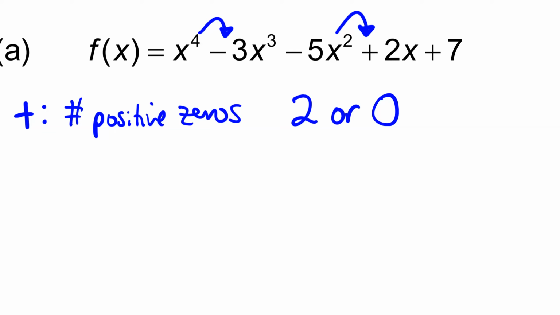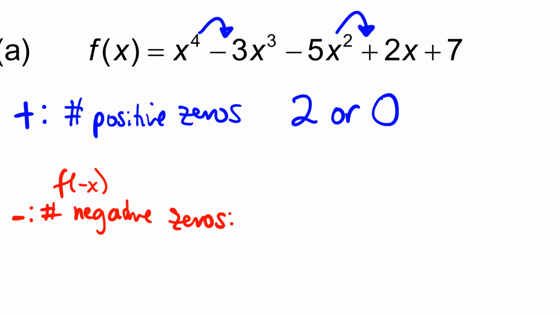Now, the number of negative zeros is the same as the number of variations in f of negative x. So, number of negative zeros. What you have to do is plug in negative x for x. When I plug in negative x into x to the 4th, what is negative to the 4th power? Negative times negative times negative. Okay, a negative times itself an even number of times, the sign doesn't change.